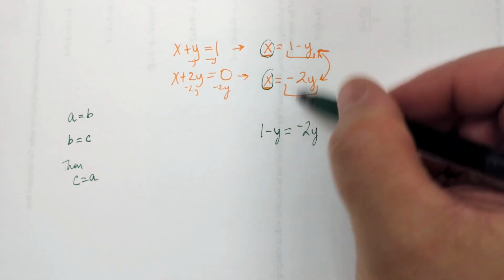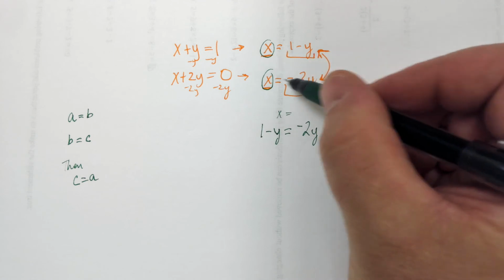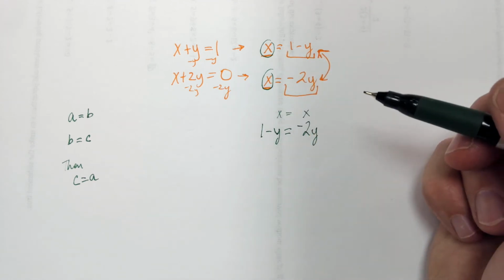Do you see? x is equal to this, so x equals that, and x is also equal to that, and x is of course equal to itself.